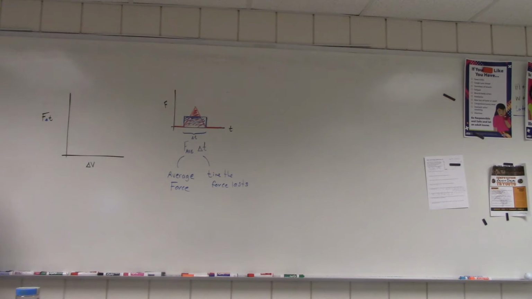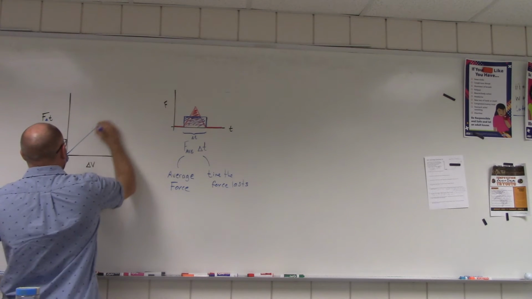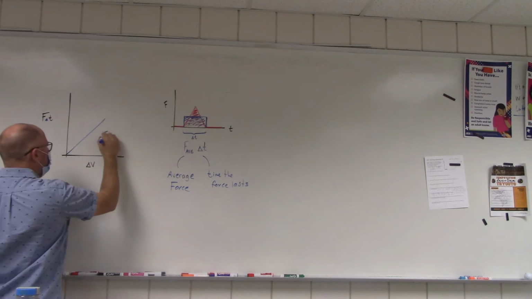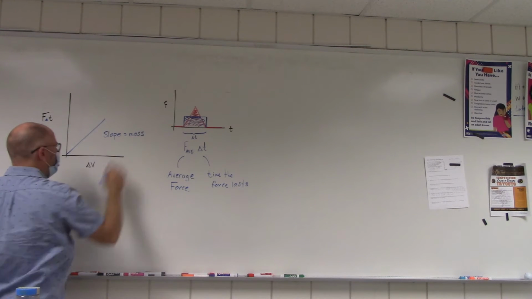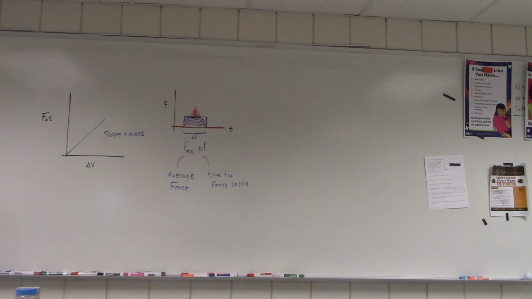So in essence, this is what you guys plotted. You did the force times the time that the force lasts. You plotted against a change in velocity. You got a nice linear relationship where, what was the slope then? The slope was the mass of your car, correct? Yeah. This is what we just came up with, true?